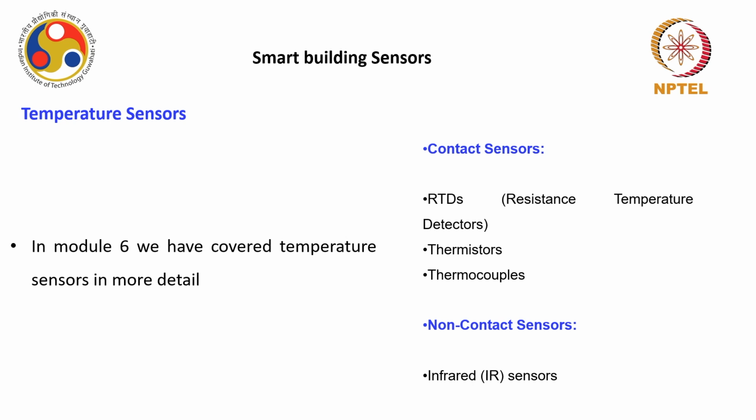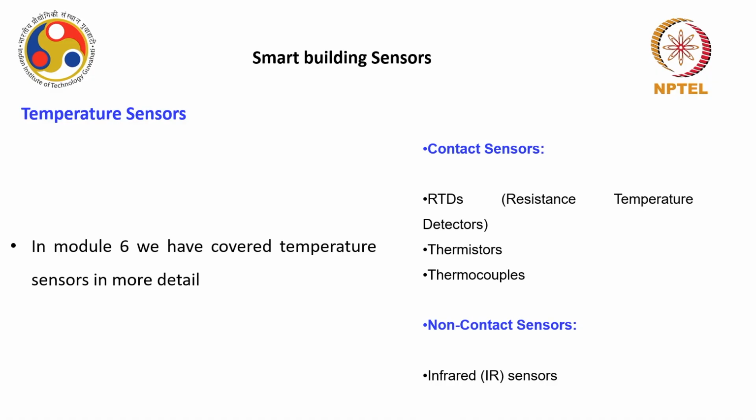In module 6, we covered temperature sensors in great detail. We have seen that there were two different kinds of temperature sensors: one based on contact, and the second, non-contact temperature sensors. The contact sensors were RTDs, very popular platinum-based sensors known as resistance temperature detectors. We also saw another class of sensors known as thermistors, and then there were thermocouples.